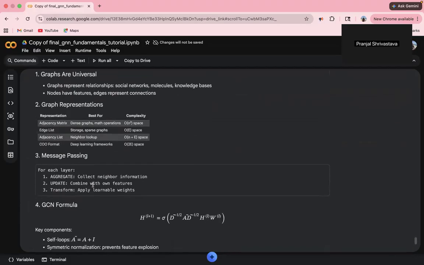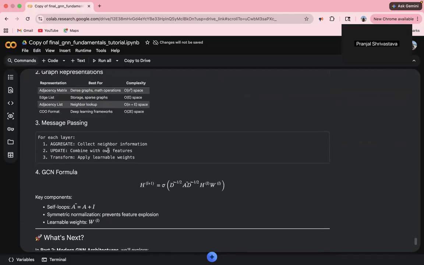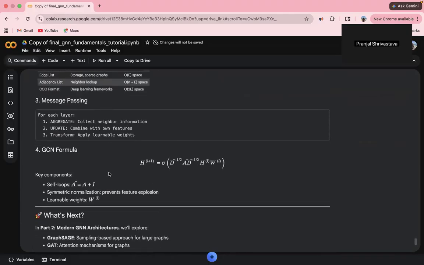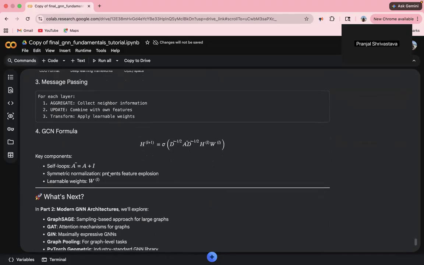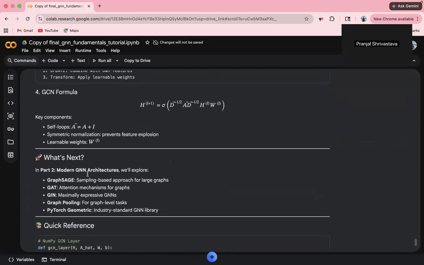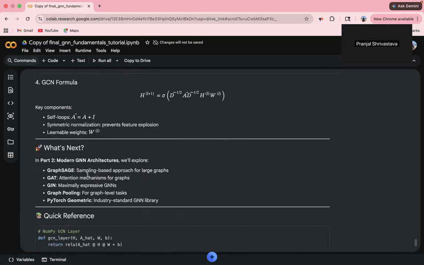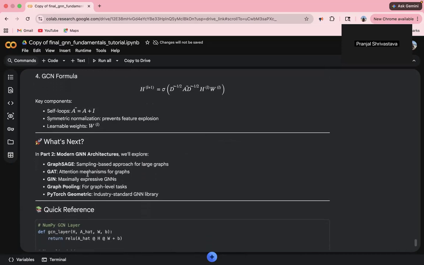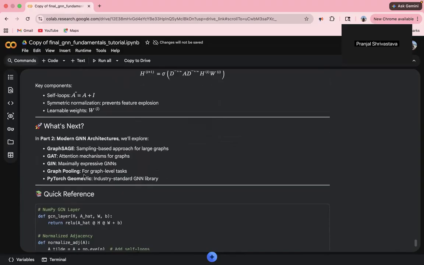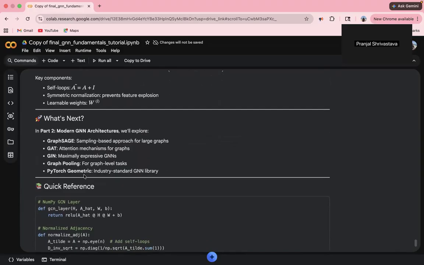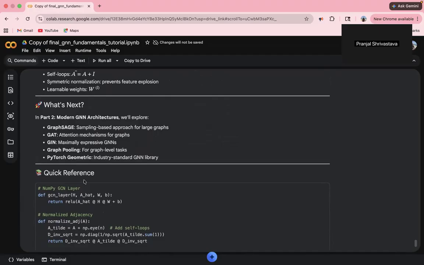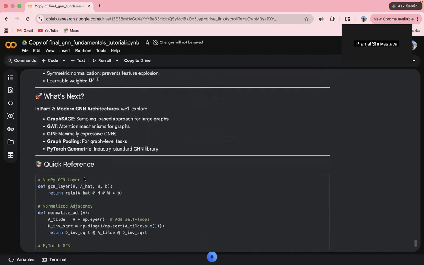This was all about this notebook. The key takeaway and summary is graphs have nodes with features and edges representing relationships. They appear everywhere: social networks, molecules, papers, roads. We looked at 4 ways to represent graphs: matrix, edge list, adjacency list, COO format, each with different trade-offs. Message passing is the core of every GNN. Aggregate neighbor information, update your representation, repeat.